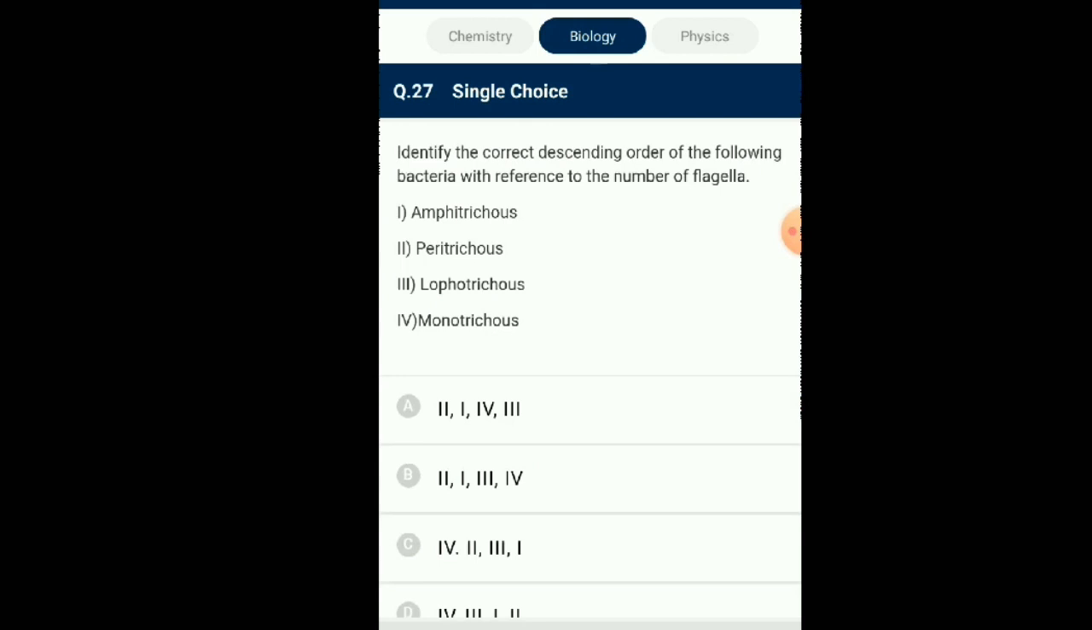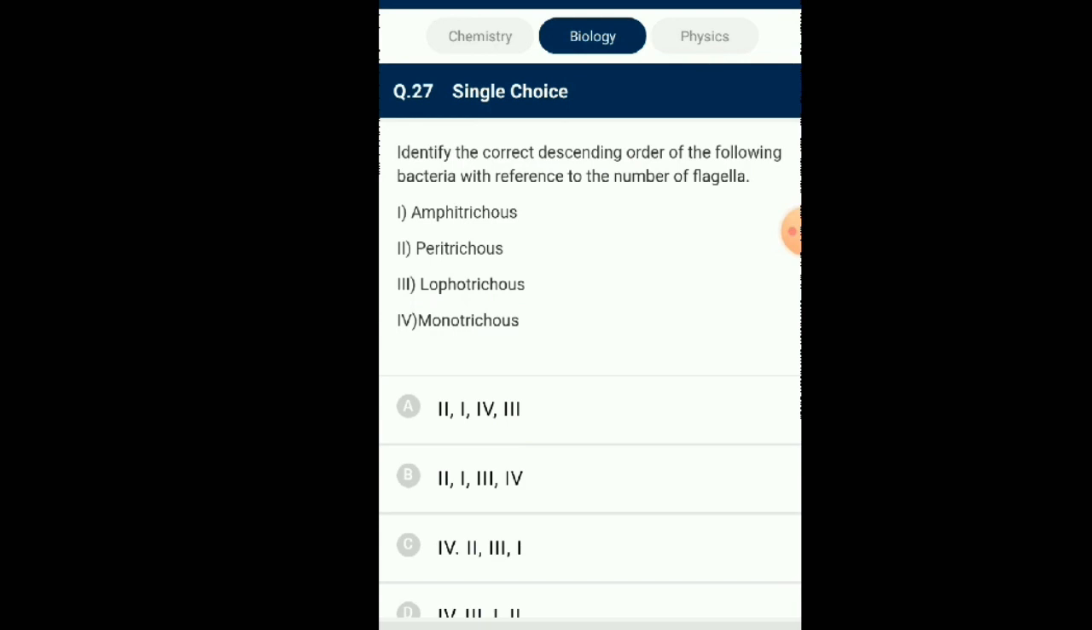Question number 27. Identify the correct descending order of the following bacteria with reference to the number of flagella. Flagella are long thread-like structures concerned with motility of some bacterial cells. The flagellum consists of identical subunits called flagellin. Protein molecules are arranged helically along the axis to give a hollow tube. It has no definite membrane.